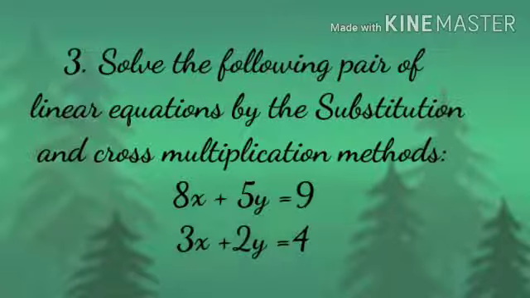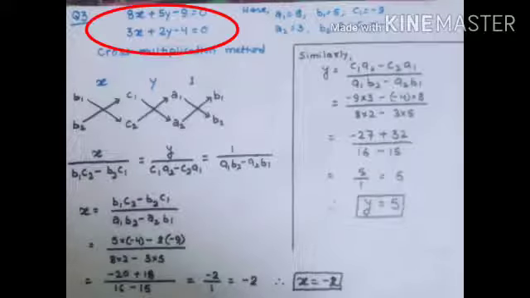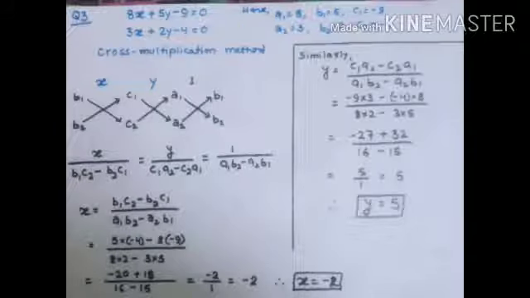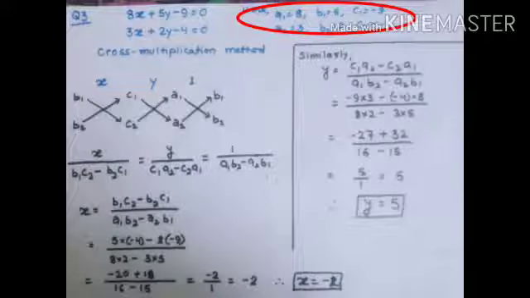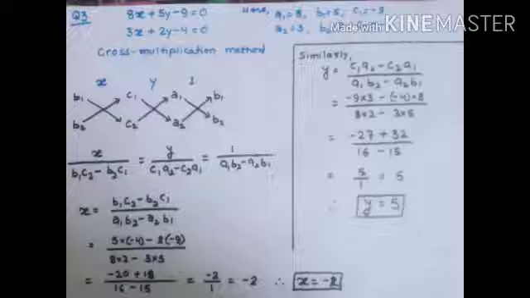Question number 3. Solve the following pair of linear equations by cross multiplication method, and the equations are 8x plus 5y equal to 9 and 3x plus 2y equal to 4. Let us convert this pair of equations into standard form. So we get 8x plus 5y minus 9 equal to 0 and 3x plus 2y minus 4 equal to 0. On comparing the coefficients, we get a1 as 8, b1 as 5 and c1 as minus 9, and a2 as 3, b2 equal to 2 and c2 equal to minus 4.